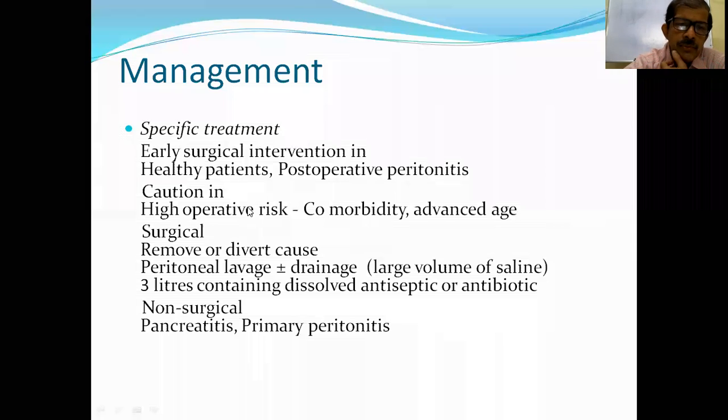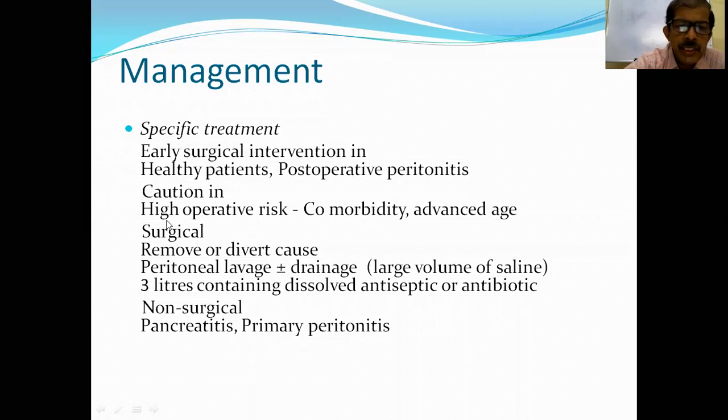So what is the thing we do? Usually we will remove the cause. Suppose it is appendicitis, we will remove the appendix. Cholecystitis, remove the gallbladder. Whereas divert also. Suppose there is perforation of the colon, do a proximal colostomy, like that. But in perforation of a duodenal ulcer, you have to close it. Okay? No removing or diverting. You have to close it.